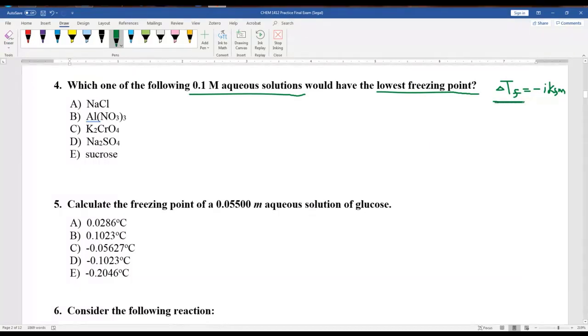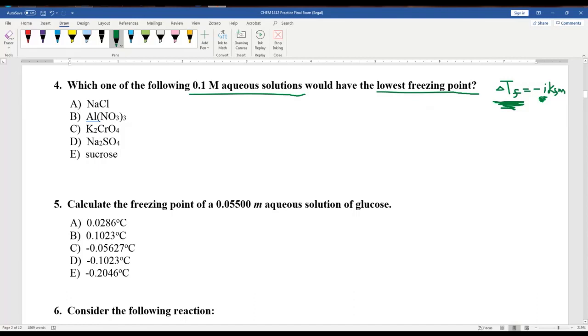I'm looking for the most negative value of this. However, in this case, the molarity and molality are going to be the same because it's all a 0.1 molar aqueous solution. So for something like this, I want to look for the biggest differentiating factor, and that is i. Because if the molarity is the same, the molality is going to be close to the same, especially in a dilute solution like this.